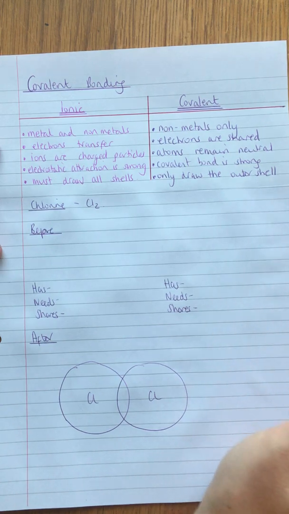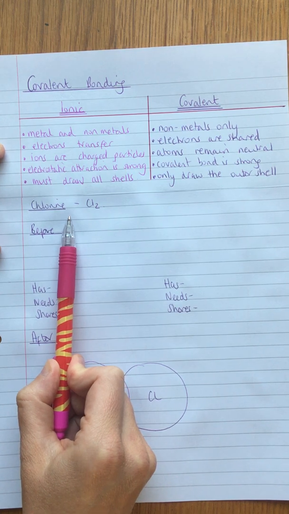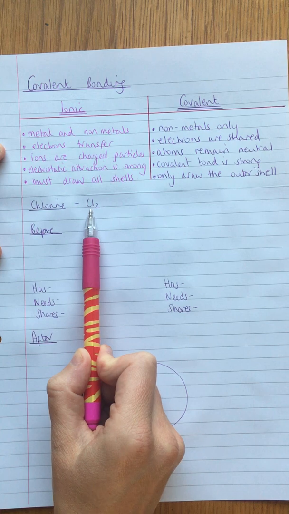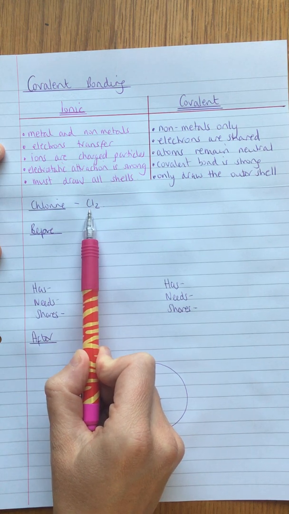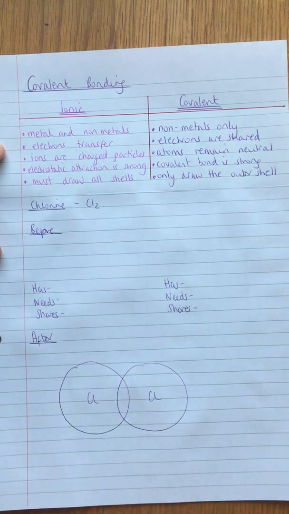So what we're going to do is have a look at two examples of what we call diatomic molecules first. A diatomic molecule is where you have two of the same type of atom. This example is chlorine and the next example will be oxygen. It's worth bearing in mind at this point that you only have to be able to draw the first 20 elements. Of that, groups 4, 5, 6, 7 and 0 are our non-metals.